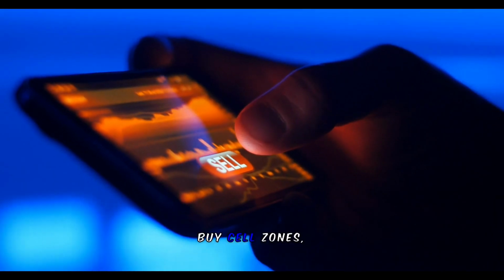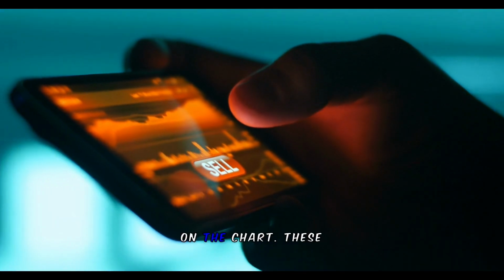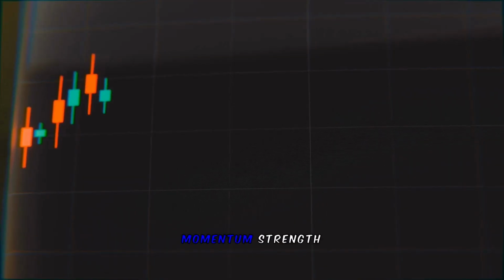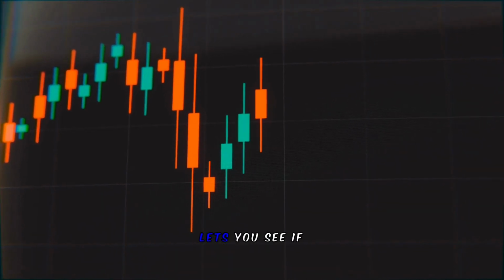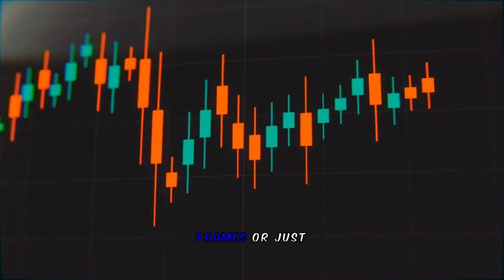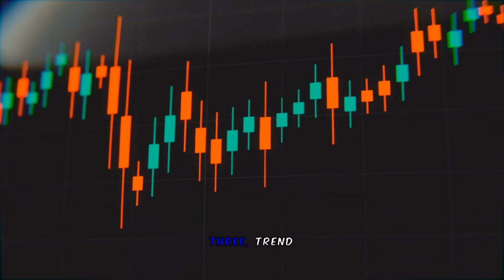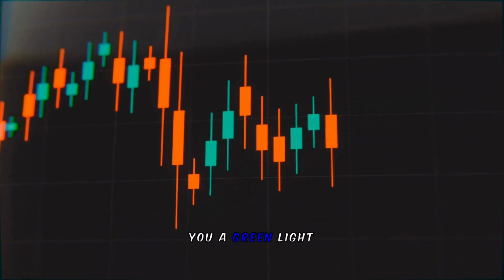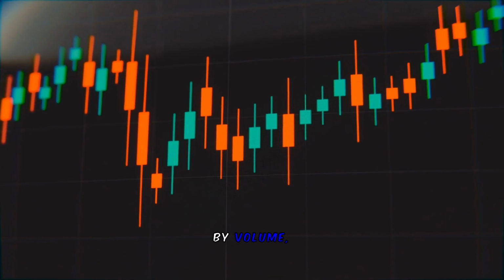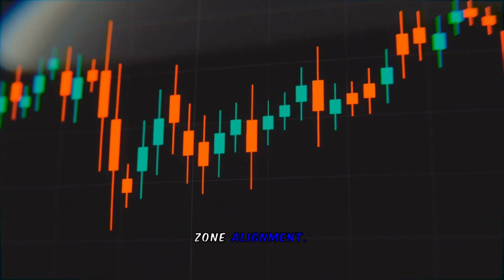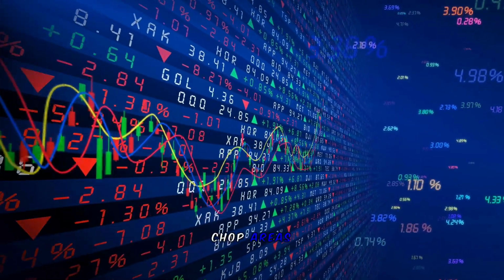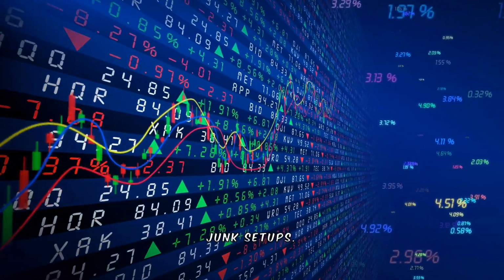1. Buy-sell zones, automatically drawn on the chart. These are areas where institutions are likely to buy or sell based on liquidity. 2. Momentum strength meter. This lets you see if a move is supported across time frames or just a small blip. 3. Trend confirmation alerts. VIP gives you a green light only when the trend is confirmed by volume, price action, and zone alignment. 4. Noise filter. Removes low-volume chop areas so you don't trade junk setups.